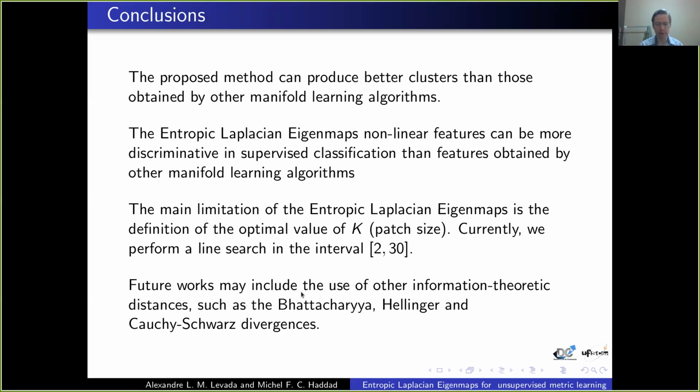Future work may include the use of other information theoretic distances to perform metric learning, such as Bhattacharyya-Hellinger and Cauchy-Schwarz divergence. And of course, to study a method for estimating the value of k automatically.